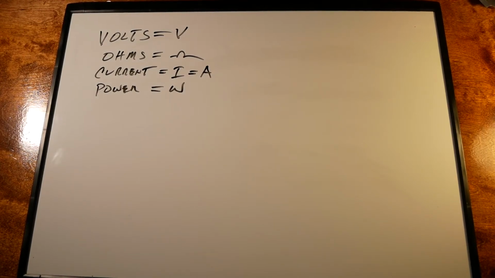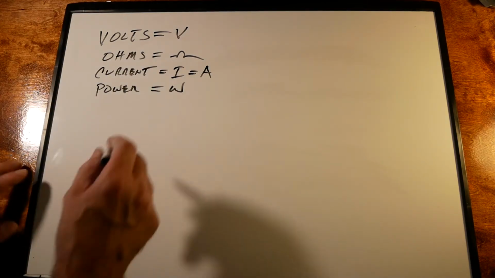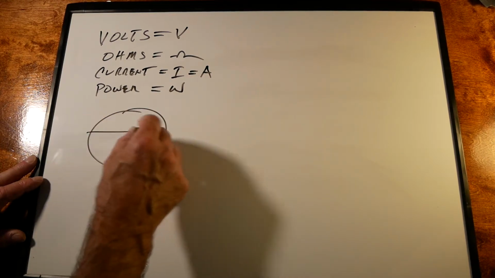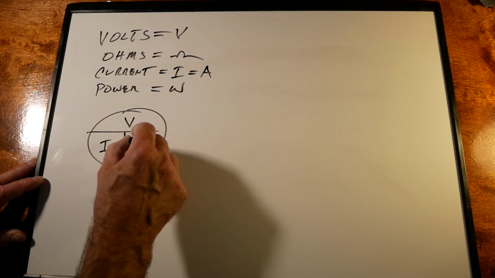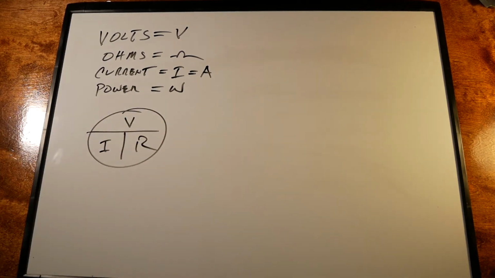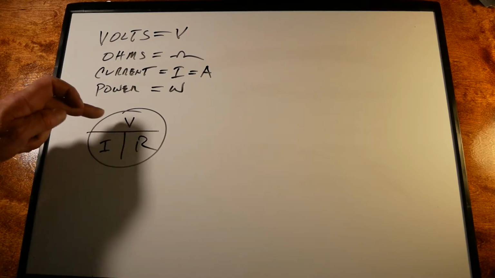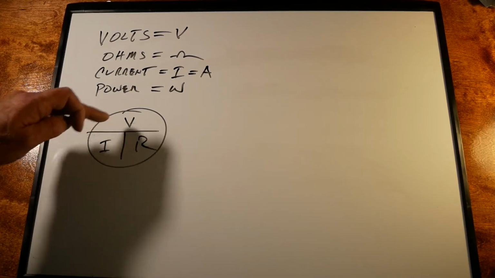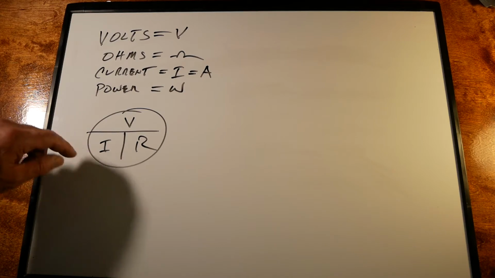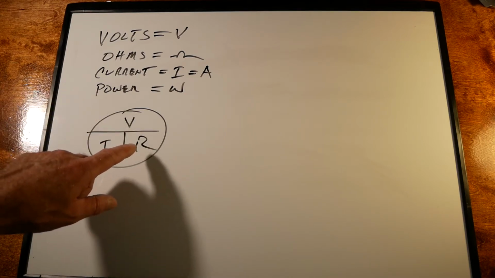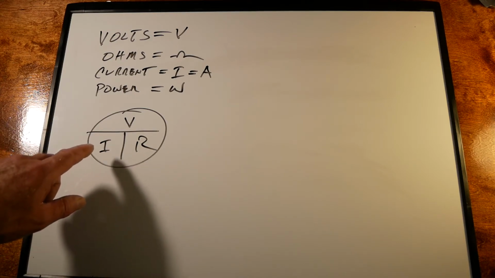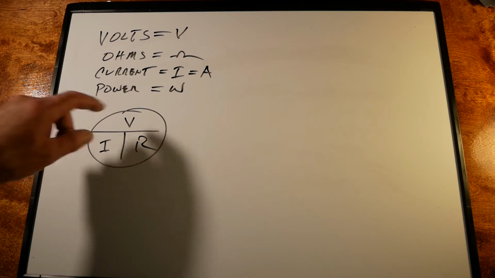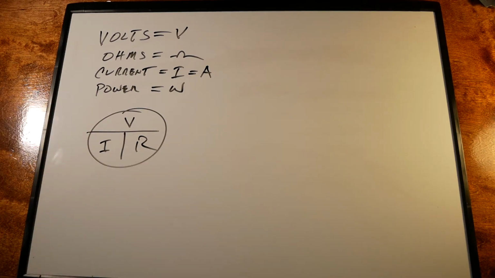And then we need to know the relationship between all of these units. And to do that, we need to know Ohm's law. Ohm's law is pretty simple. To find resistance, we take the voltage and we divide it by current. To find the current, we take the voltage and we divide it by the resistance. If we don't have the voltage but we have current and resistance, we can multiply resistance by current and we can get voltage. Simple mathematical relationship.